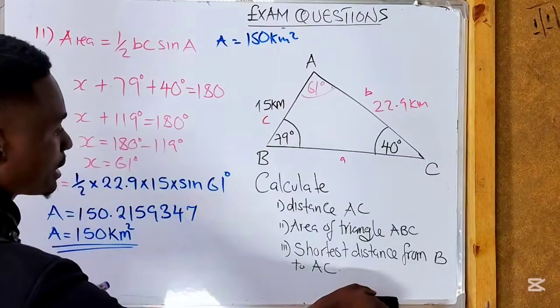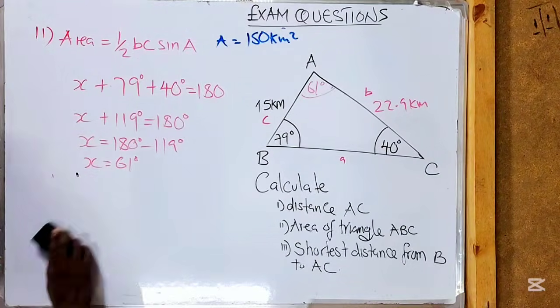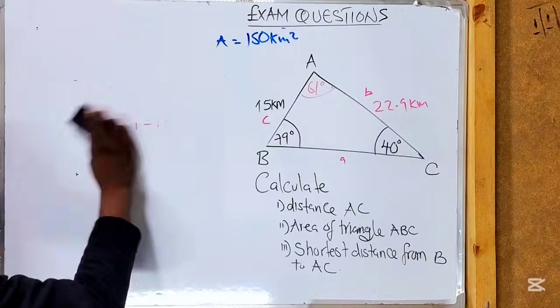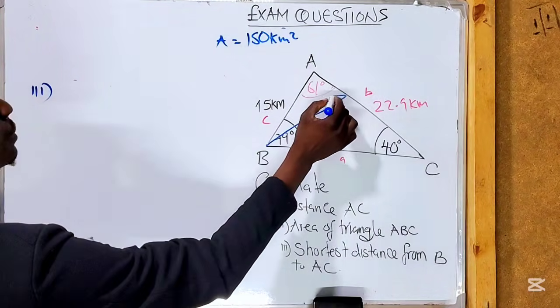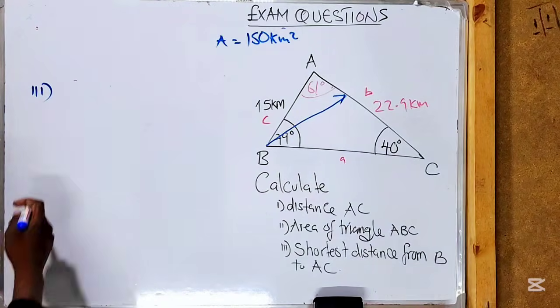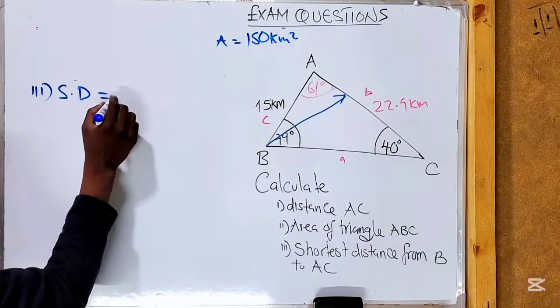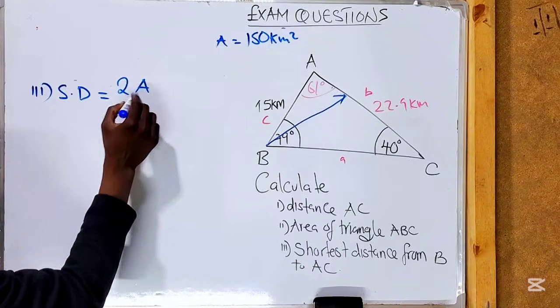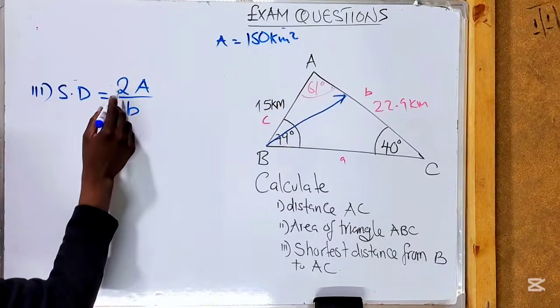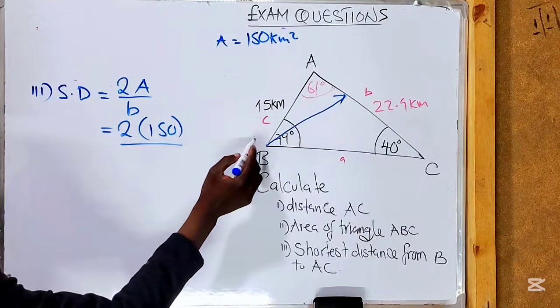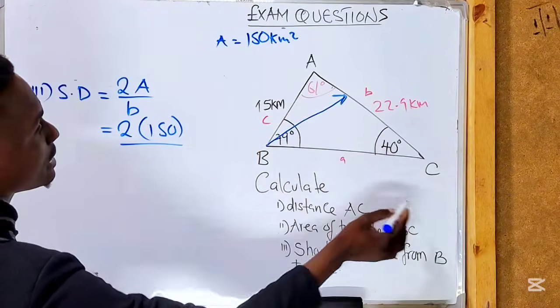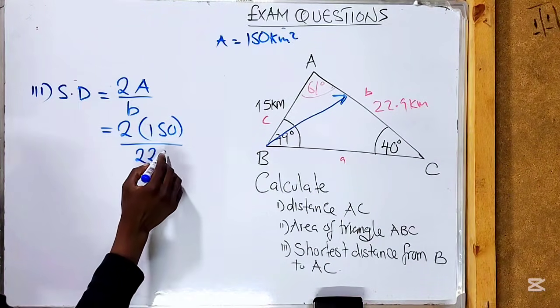Okay. Let's clear the space here. Question 3. We are asked to find the shortest distance from B to AC. So the shortest distance is equal to 2 multiplied by area over the base. So 2 times area is what? 150. The base is where you are going here. So it is AC, which is 22.9.